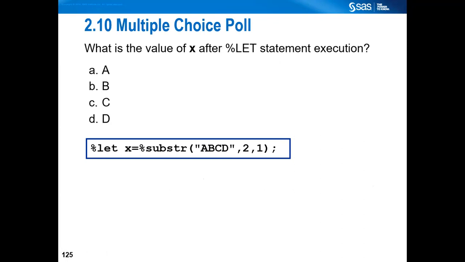All right, now answer this. What is the value of X after the %let statement gets executed here? You are asking for X to be created by using substr on this value in quotes, ABCD, comma 2, comma 1. Which letter will it extract from this expression? Will we count the quotes also? Option A, yes. So what will be the value: A, B, C, or D? A. Okay. Others, do you agree with Nilima?